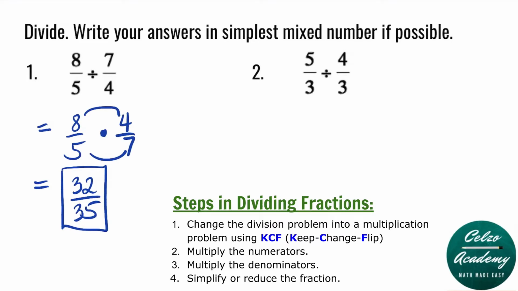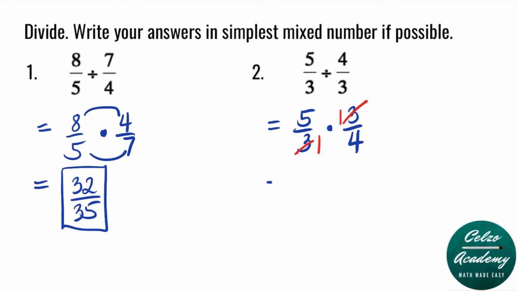Question number 2. 5 over 3 divided by 4 over 3. Step 1 is to change this into a multiplication problem using the KCF. Keep the first fraction as 5/3. We change division to times, and then we flip the fraction 3 over 4. The shortcut for this problem is simplifying 3 divided by 3, and that is of course 1 and 1. So now simplifying this, 5 times 1 is 5, and 1 times 4 is 4.